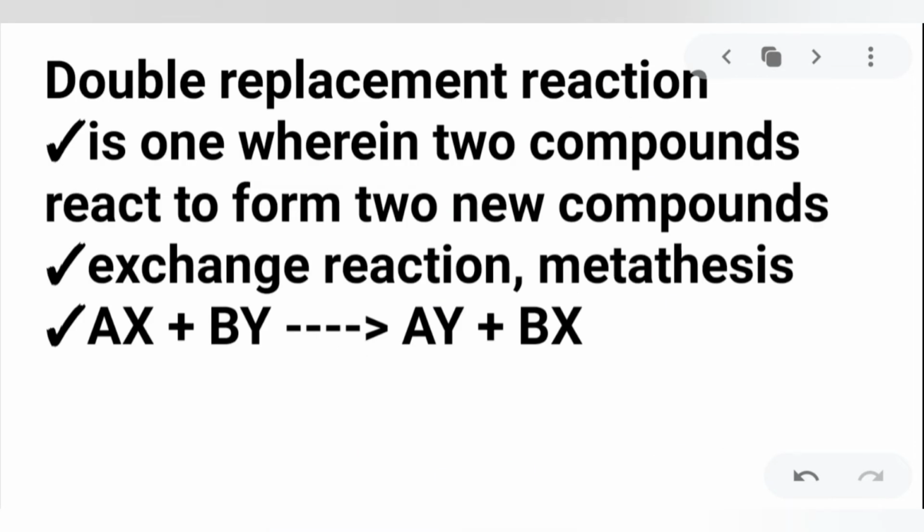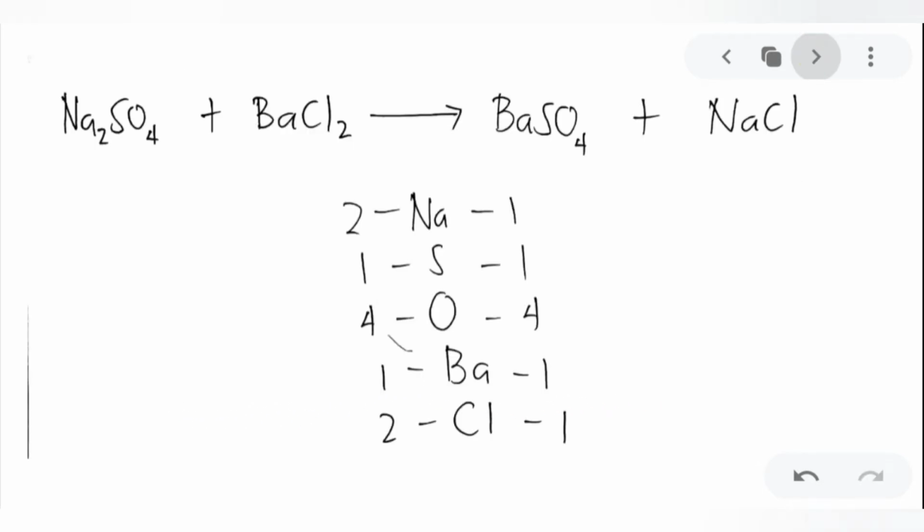Another type of reaction is a double replacement reaction, in which 2 compounds react to form 2 new compounds. This is also known as exchange reaction or metathesis. So the general form of the equation of this one is AX plus BY, in which the anions will be swapped with their cations and therefore will produce AY plus BX. Let us have an example of this reaction.